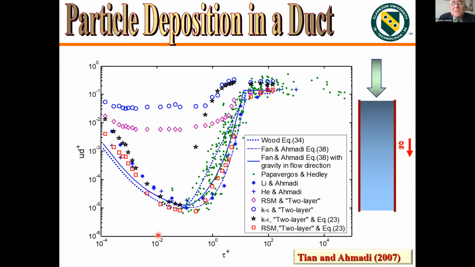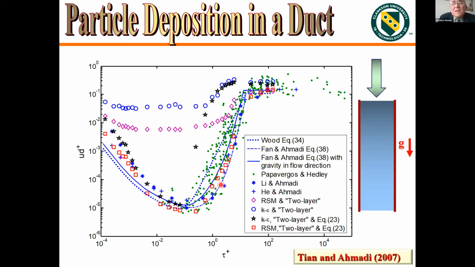In some range here, which is basically between 100 nanometers and a micron, we have minimum deposition, and this is a logarithmic scale. So the difference is of the order of 10 to the 4, which is not small. Some of the commercial code predictions are shown up here, trying to do the best we can, and still we have an error of the order of 1,000 times in this range certainly.